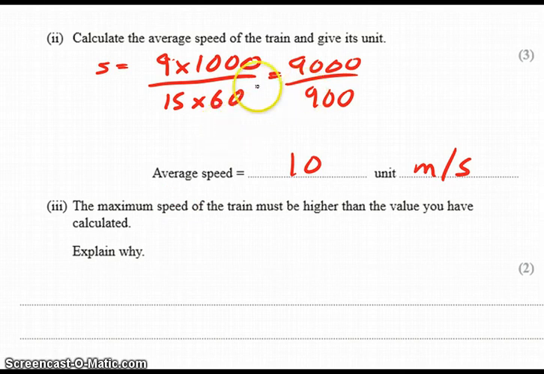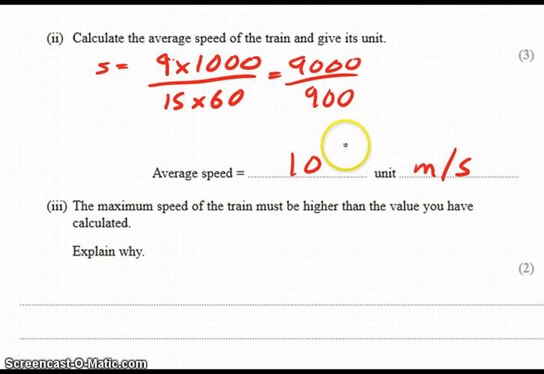So here's my conversion. So 9 kilometers, to make it into meters, you times by 1,000, and to take 15 minutes into seconds, you times by 60. Now be careful how you use your calculator, because what you should be doing is dividing 9,000 by 900. That should give you an average speed of 10 meters per second.